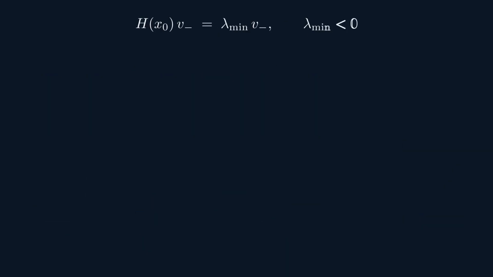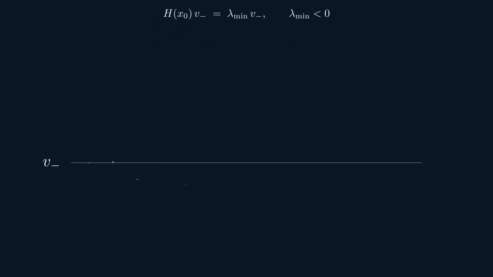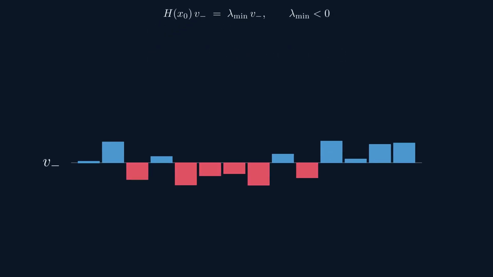Let v_minus be the eigenvector corresponding to the lowest strictly negative eigenvalue of the Hessian at x0. Step along v_minus, and the Hessian quadratic form is negative, so S drops. That is the direction we want. Unfortunately, v_minus has coordinates of mixed sign, so stepping along v_minus pushes some of x0's 0 slots below 0. We leave the positive orthant, so v_minus alone is not enough. We need to combine it with something.